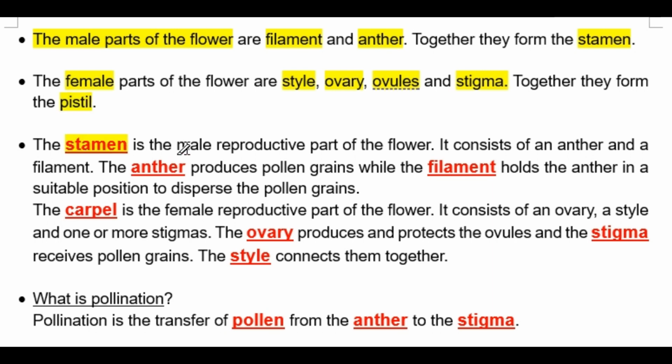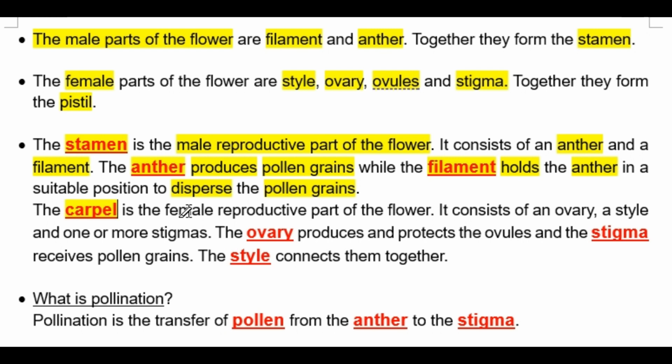The stamen is the male reproductive part of the flower. It consists of an anther and a filament. The anther produces pollen grains, while the filament holds the anther in a suitable position to disperse the pollen grains.